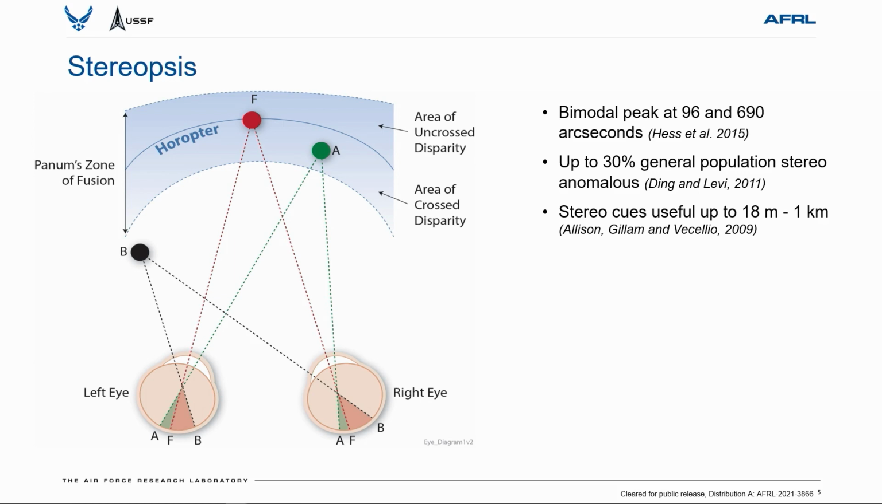There is a bimodal peak in stereo ability in the population at about 90 arc seconds and 700 arc seconds. But crucially, up to 30% of the general population are stereoanomalous. That means that these people predominantly rely on monocular cues to go about their day-to-day life. Is this a disadvantage? Is this a disability? Well, most of those people probably don't even know that they are stereoanomalous.